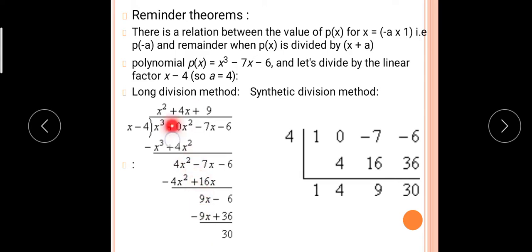All of you know, firstly write the given dividend in the standard form. Standard form means the term which is missing, you have to take its coefficient as 0 and write it. So in x cube, the square term is not there, so take a coefficient 0 and write down the square term. You will get the standard form of the given polynomial: x cube plus 0x square minus 7x minus 6, divided by x minus 4.